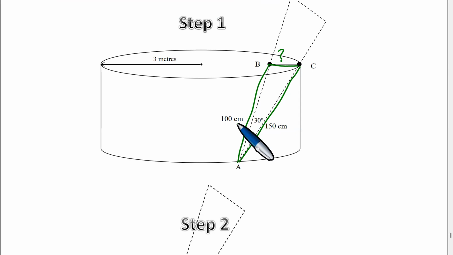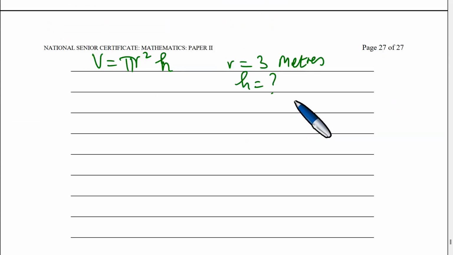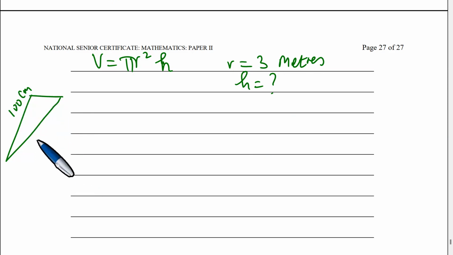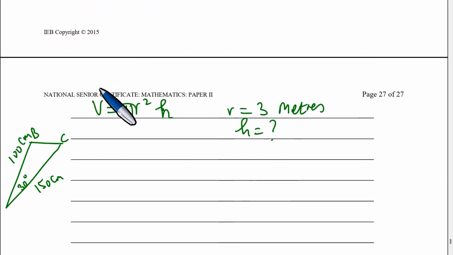So if we have 100 centimeters, 150 centimeters, and then we just need to find BC. Right, so something like this. You have like 100 here, 150, 30. This is BC. A.